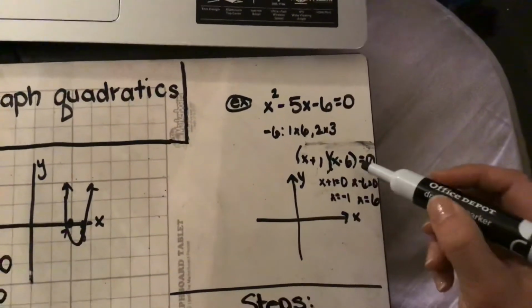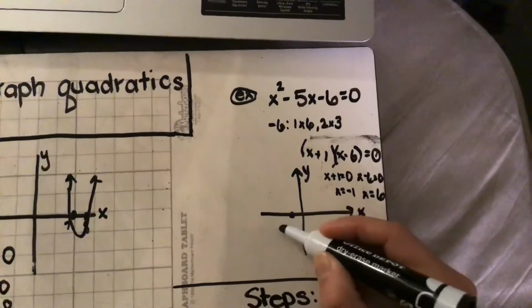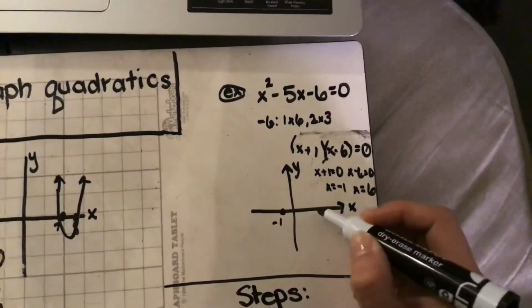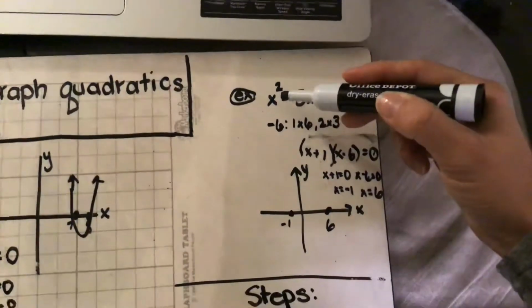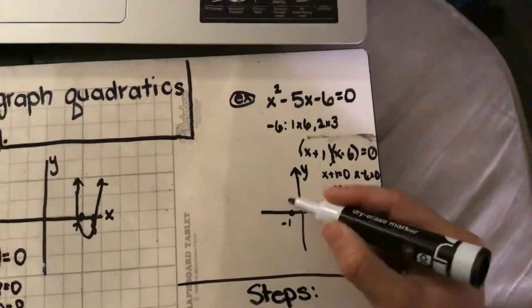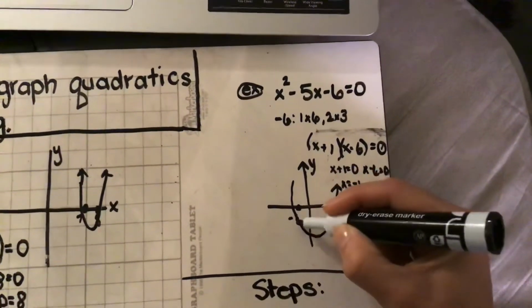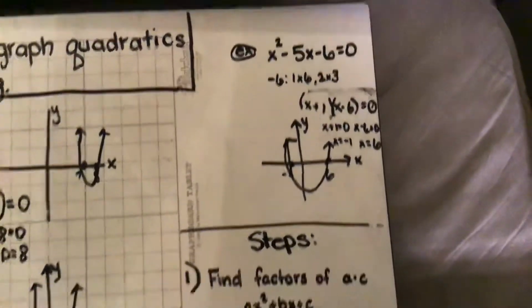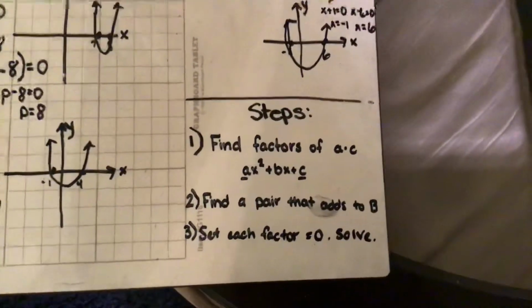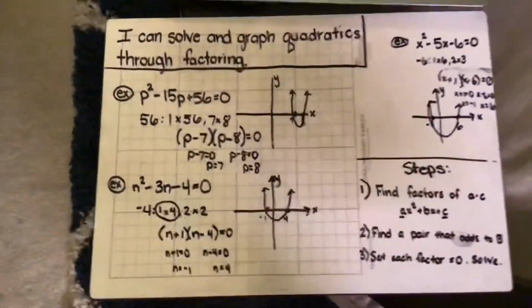So when y is 0, your x values are negative 1 and positive 6. Go ahead and make a rough sketch. Negative 1 and positive 6. And your x squared term is positive, meaning it's going to be going up. Hopefully yours goes through the little line there, through the point. All right, you can refer back to your steps if you need any help. Let me know as well if you need any help with any of this stuff.